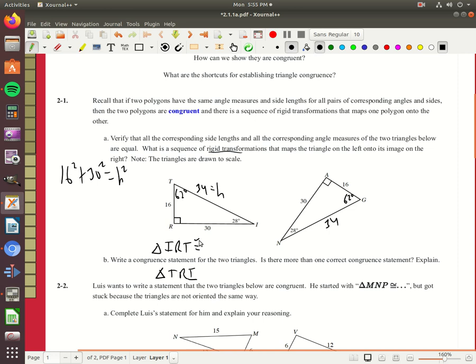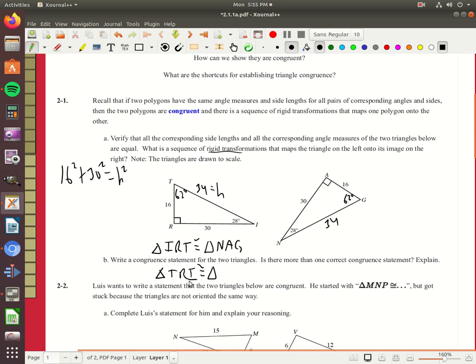What does matter is how I finish it. And what I want to make sure is that whatever angle matches up with the I is 28 degrees, over here the N is 28 degrees, so they need to be in the same spot. The R is the right angle, so I need to put the A because that's the right angle. And the T is 62 degrees, so I'll go with G over here.